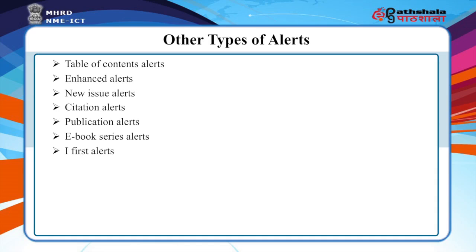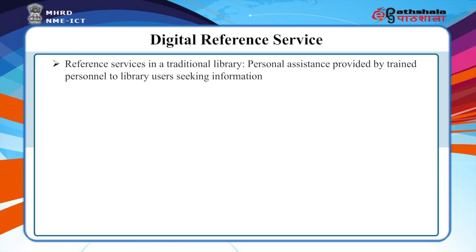A user gets mail when new iFirst articles, that is, articles that are accepted for publication, are available. Database alerts: a user gets email alerts as and when the selected database is updated with new records. Reference work alerts: a user gets mail as and when the selected reference work is updated. Search alerts: a user gets an email alert when new content matching his or her saved search expression is added to the publisher's site.